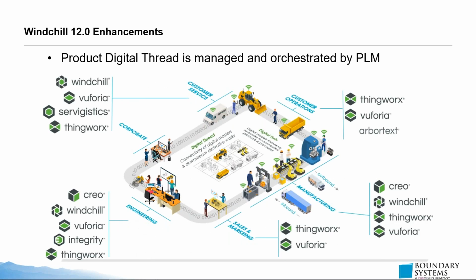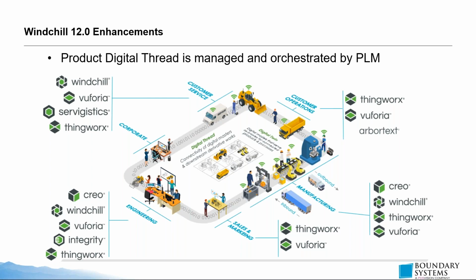All right, then we also talk about the product digital thread, which is basically the footprint of everything that you're using inside of Windchill. That's basically managed and orchestrated by your PLM system, which is Windchill. If you look at all of these different areas, for service you have Servigistics, which is the service reporting, and of course Windchill. When you get into customer operations, you have ThingWorx and Vuforia and even Arbortext. Then, of course, manufacturing, sales and marketing, and engineering. All those different elements are all managed within your PLM system, that being Windchill.